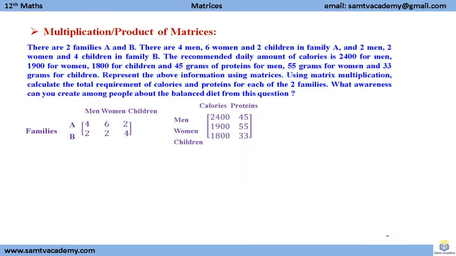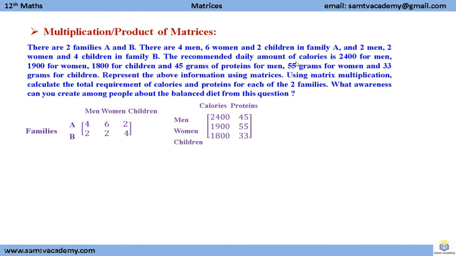Let's take another example. Here we have to first form the matrix. So what is the question? The question says there are two families, A and B. There are 4 men, 6 women and 2 children in family A, and 2 men, 2 women and 4 children in family B.